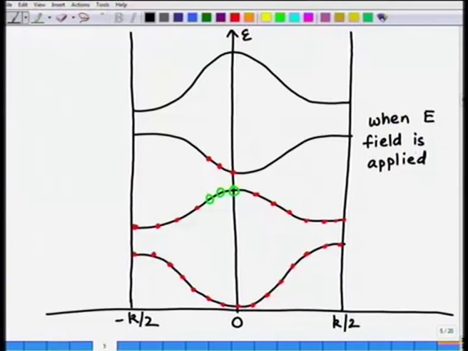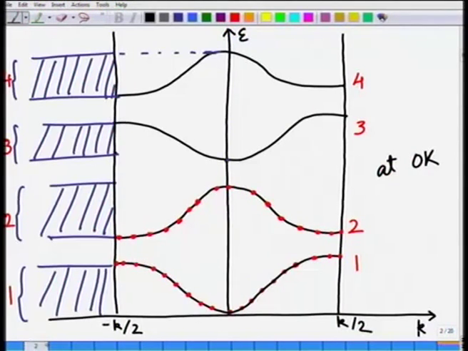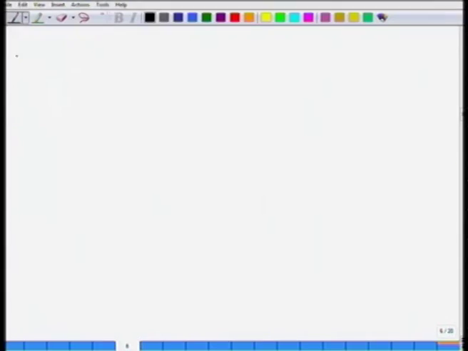Now, let us look at conductivity. What happens? Let us look at 0 K. Let us look at this picture right here, and see what the conductivity will be at 0 K. Let us look at electrons in each band and see what happens. We will start with band number 4 and band number 3. So, let us look at this 0 K, bands 3 and 4.